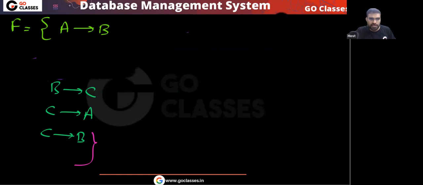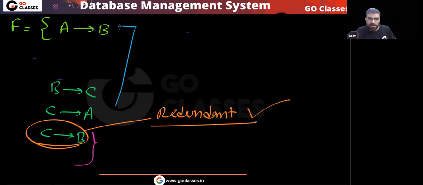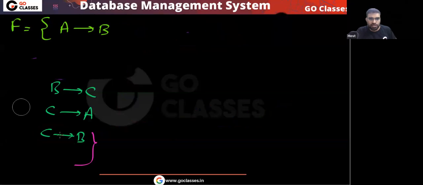Is there anything else redundant? In this, which one is redundant? For example, can you check if this is redundant? In the remaining, what is C plus? C plus is CAB. So this is also redundant. Agree with me? So you can remove this also.